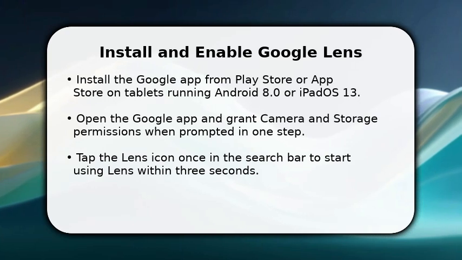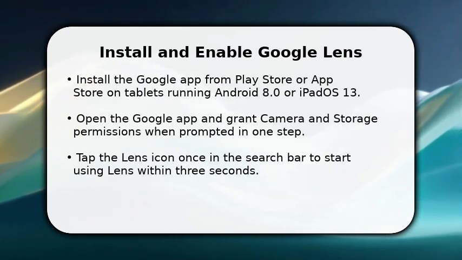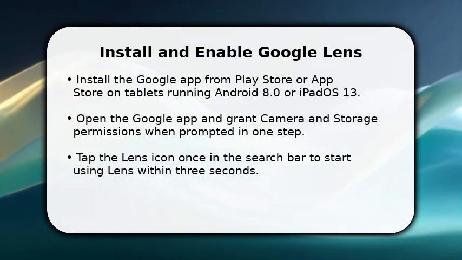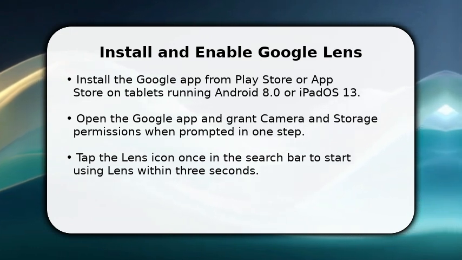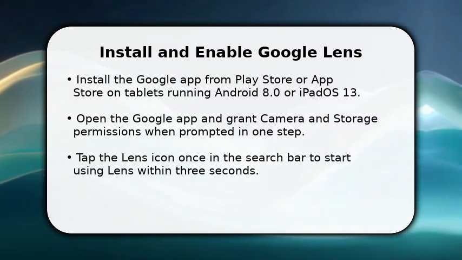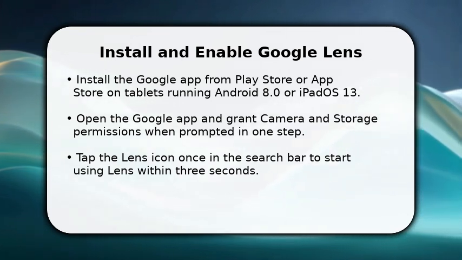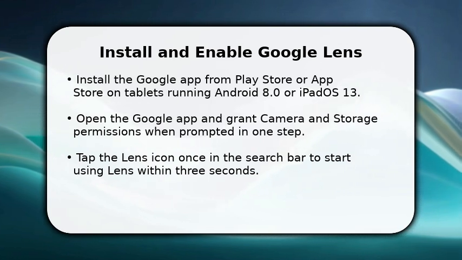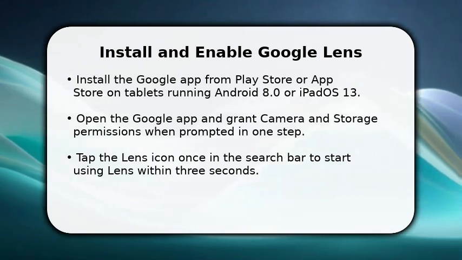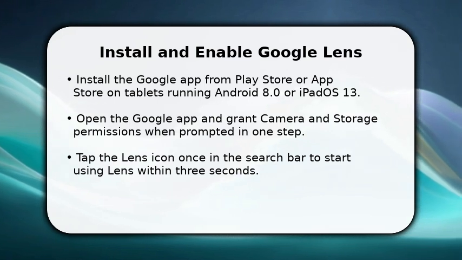First, install the Google app on your tablet from the Play Store or App Store. Use tablets running Android 8.0 or newer, or iPadOS 13 or newer. After installation, open the Google app and grant camera and storage permissions when prompted. These two permissions allow Lens to analyze images and save results.